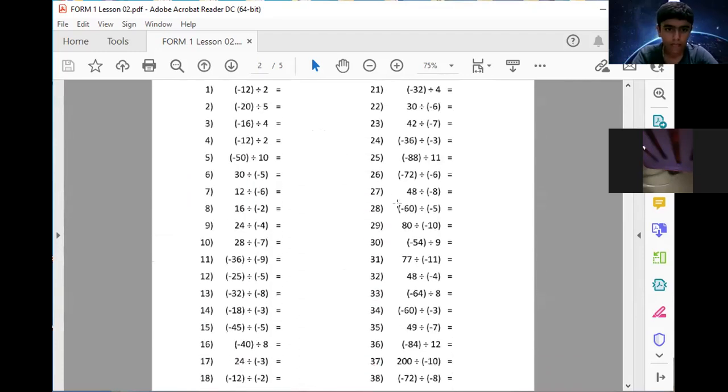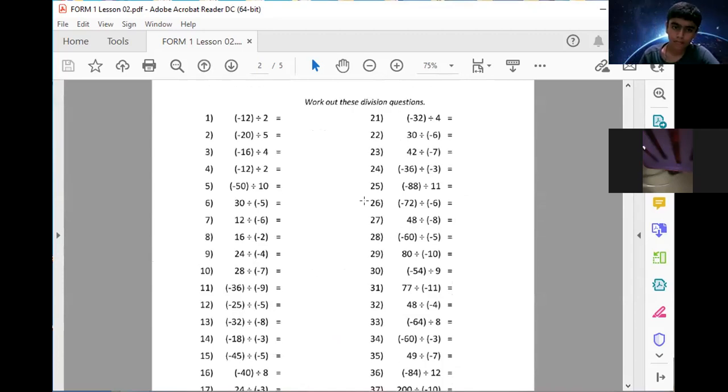Now, page 2. Okay, let's look at page 2. All right. Now, we can do a few questions here. Again, it's the same thing. Okay, let's try with number 3. All of you, put the answer in the chat, please. Number 3.